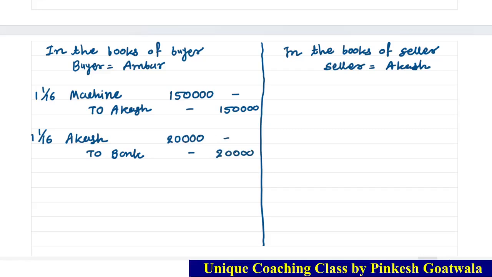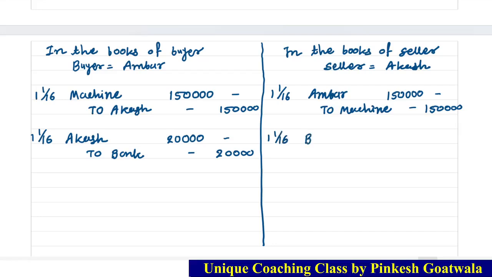Right? Same. What will be the journal here on 1/1/16? Here he sells the machine to Amber. So Amber to machine 150. And this side he received the down payment. So bank account debit to Amber. Amount 20,000.